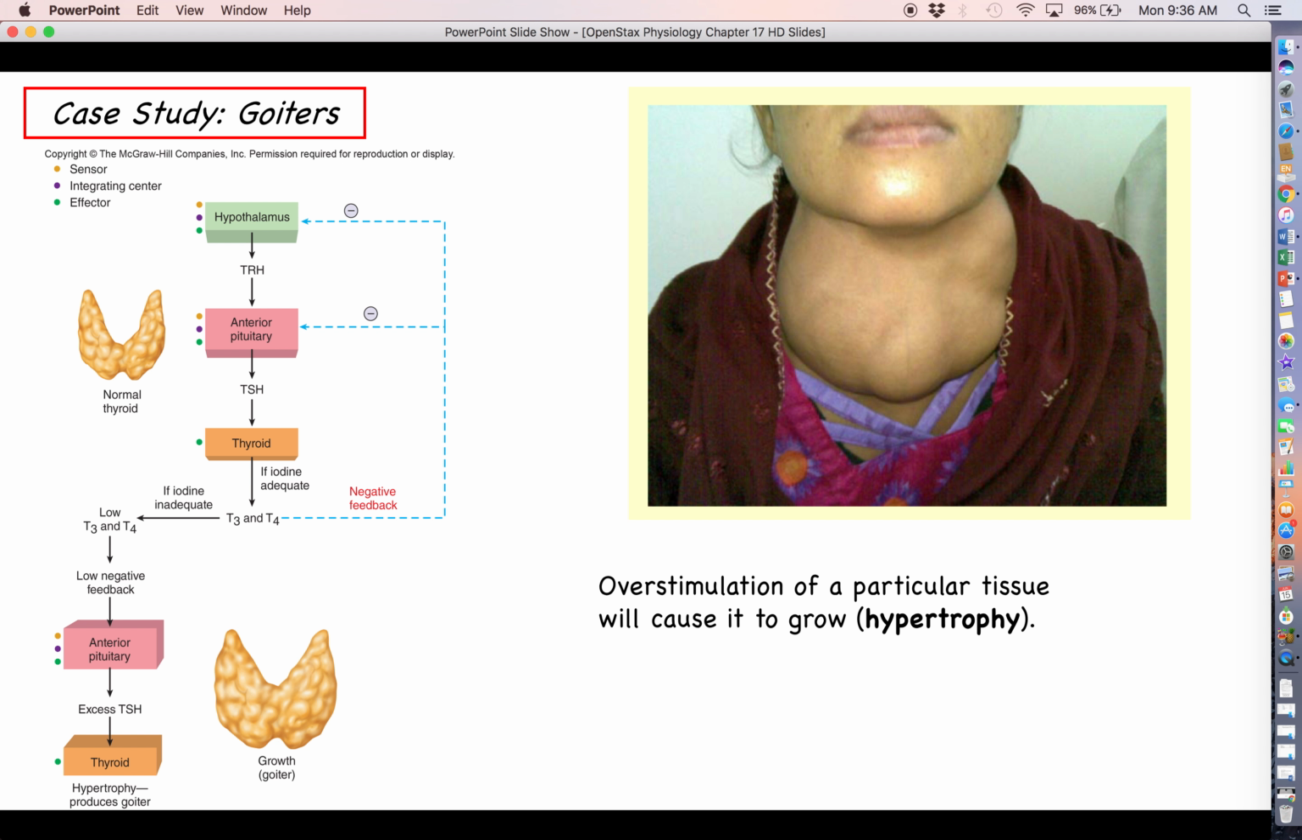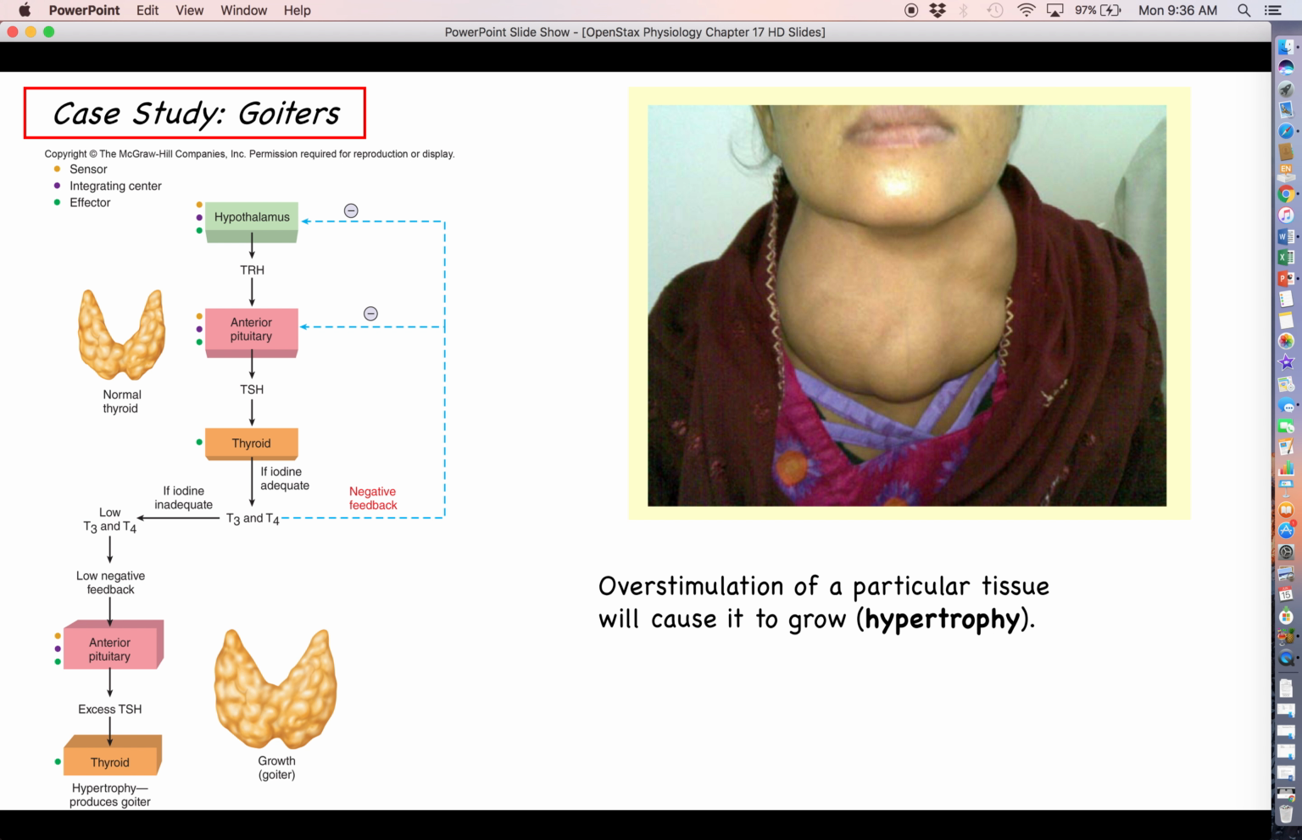So if T3 and T4 is not being produced, the anterior pituitary is going to assume that the thyroid is not listening to it. So if you're in the same room with someone and they're, say, across the room, and you say something to them and they don't hear you, what's your natural reaction? You're going to say it again, but this time you're going to say it louder, right? That's exactly what the anterior pituitary is going to do. The thyroid didn't hear it the first time, so the anterior pituitary is going to make more TSH with the hopes that this time the thyroid is going to respond.